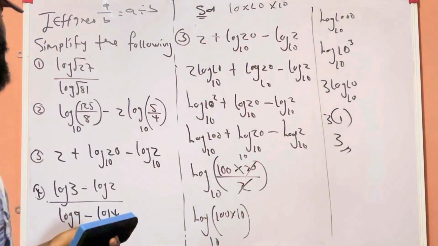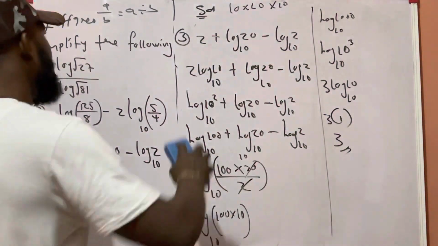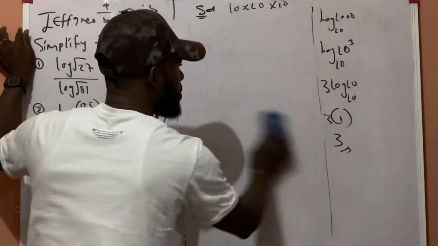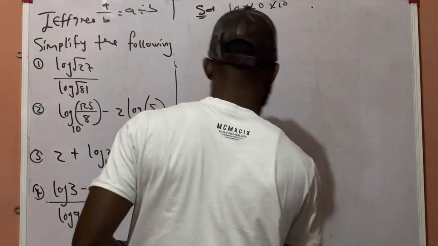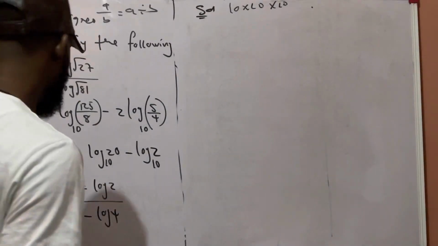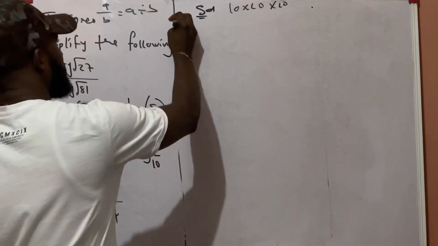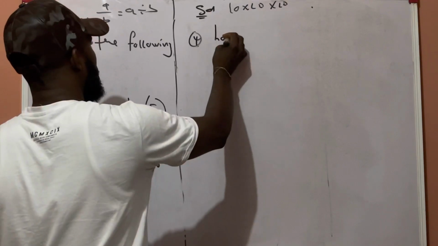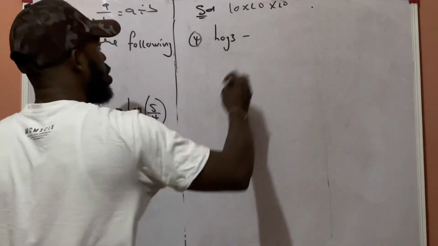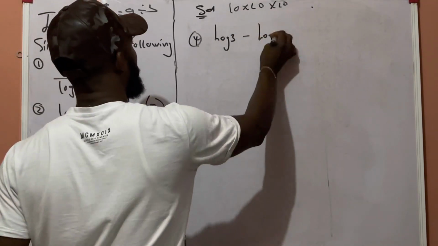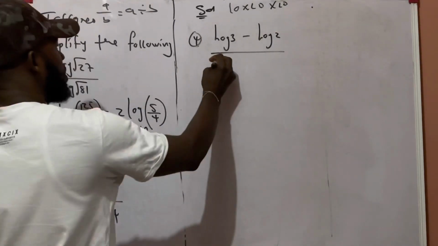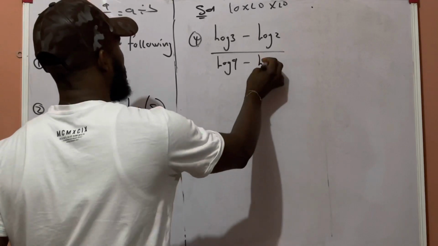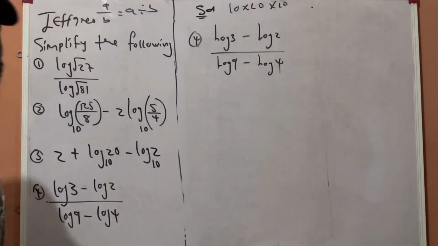Question number 3. And the last question that we have for today, which is question number 4, says, simplify log 3 minus log 2, all over log 9 minus log 4. Okay, now take a look at this question.